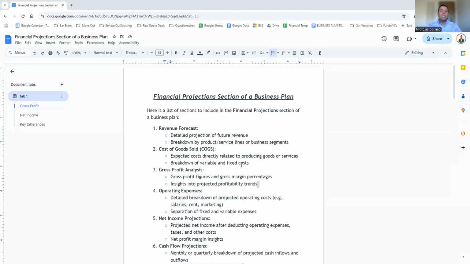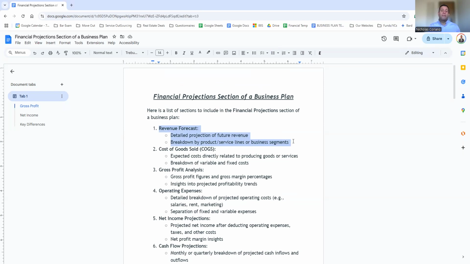If you see what I am seeing, you now see the sections you need to include in the financial projections section of your business plan. And I'm going to go over these one by one, starting with the first one, which is revenue forecast. This is the simplest, right? This is going to be a detailed projection of your future revenue, and you want to break this down by product, service lines, or business segments.